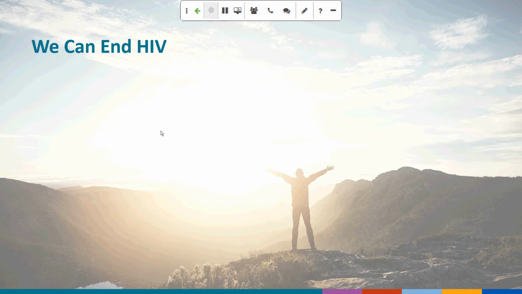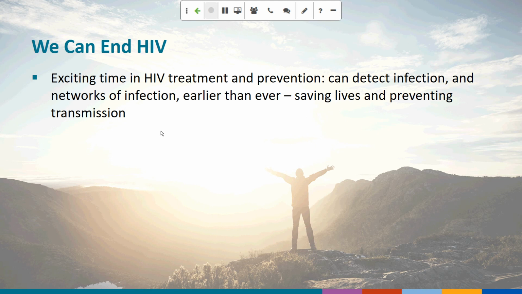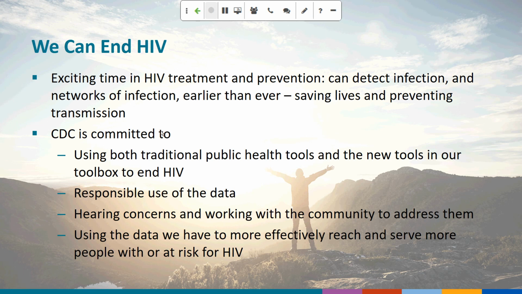However, before we move into the discussion portion of the presentation, I wanted to close by saying that we can end HIV. We're at an exciting time in HIV treatment and prevention. We can detect infection and networks of infection earlier than ever, saving lives and preventing transmission. CDC and health departments are committed to using both traditional public health tools and the new tools in our toolbox to end HIV. We are also committed to responsible use of the data, to hearing your concerns, and to working with communities to address them, and to using the data we have to more effectively reach and serve more people with or at risk for HIV.